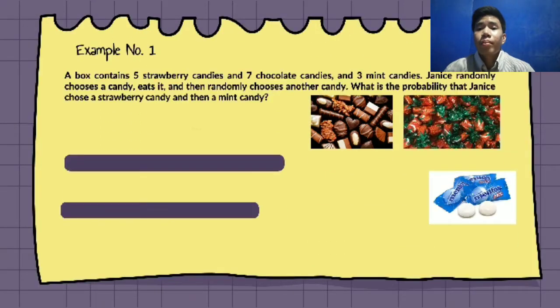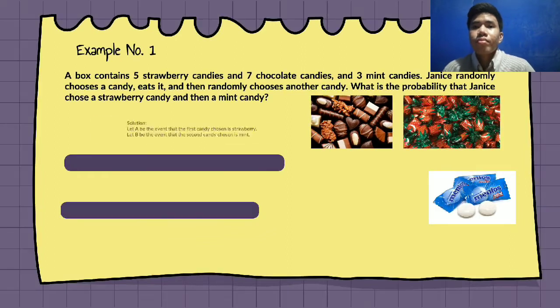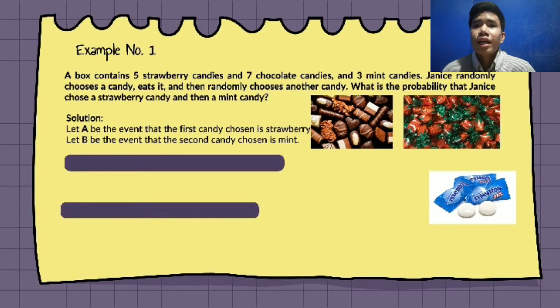Here is example number 1. A box contains 5 strawberry candies, 7 chocolate candies, and 3 mint candies. Janice randomly chooses a candy, eats it, and then randomly chooses another candy. What is the probability that Janice chose a strawberry candy and then a mint candy? So for the solution, let A be the event that the first candy chosen is strawberry, and then let B be the event that the second candy chosen is mint.